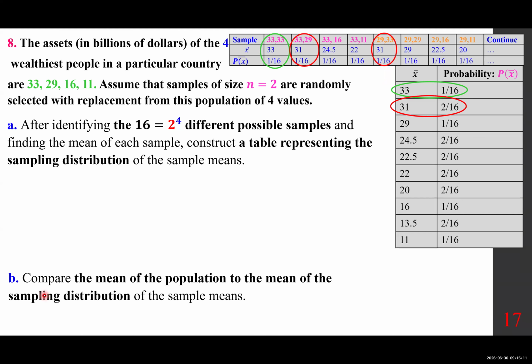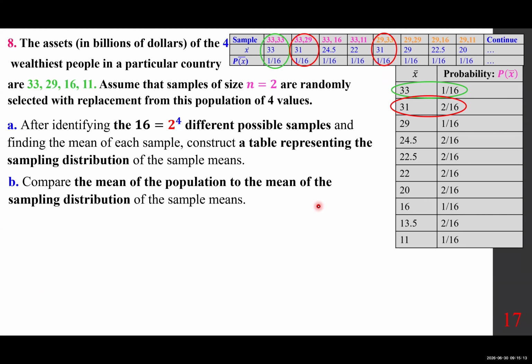So having said that, compare the mean of the population to the mean of the sampling distribution. The mean of the population is very simple. Mu is the summation of X over N, add them up, divide by 4. So that's the actual mean for those 4 pieces. This is the mean of the population.